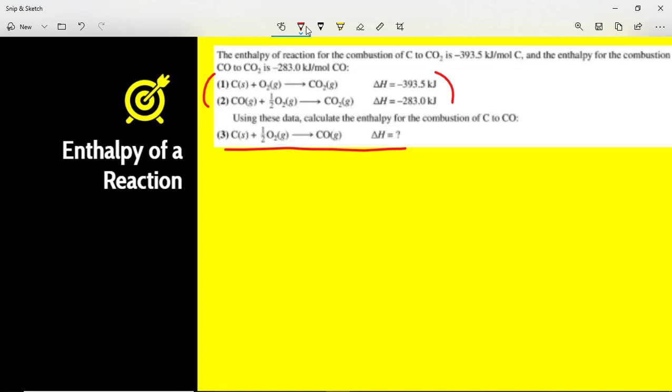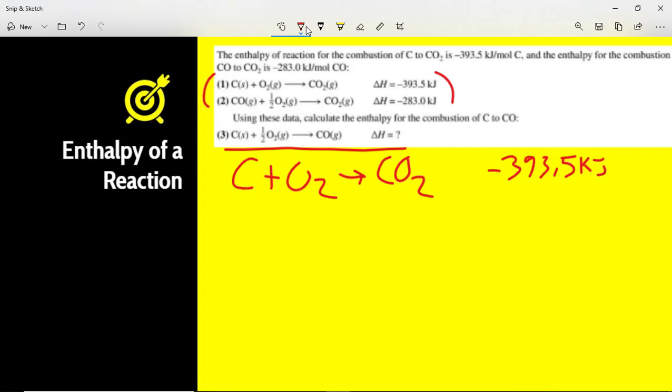Well, I noticed that C is on the left-hand side, so we're probably going to want to start with that first equation just as is. So we have carbon plus oxygen, and I'm leaving out the states of matter for now, to CO2. And the enthalpy for that is negative 393.5 kilojoules.